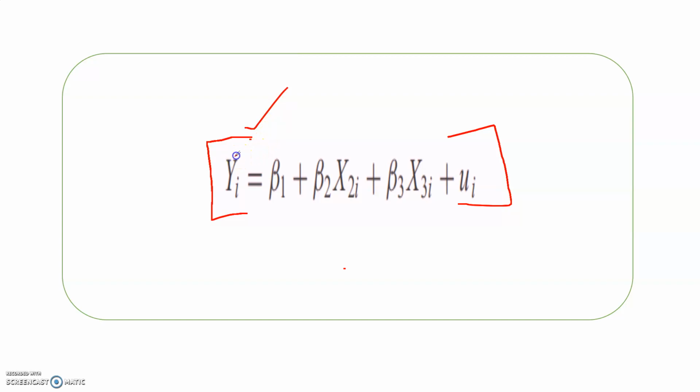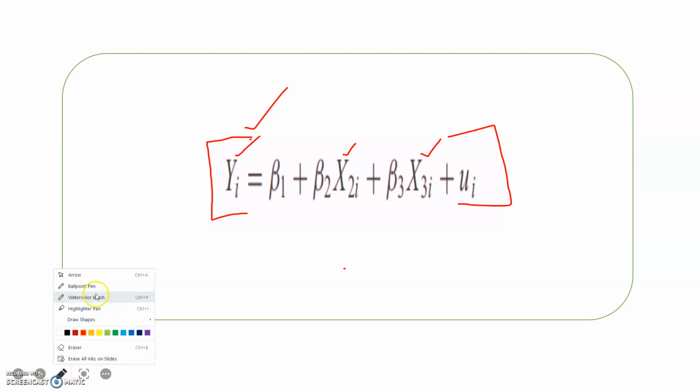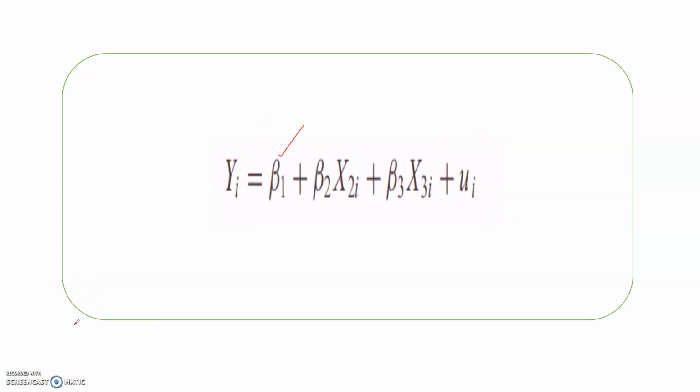Here you can see that we have y, the dependent variable, and two independent variables, x2 and x3. So this is the case of a three-variable regression function. Now you can see that in this model we have beta 1. Beta 1 here denotes the intercept term. It basically shows the average effect of all the variables that have been excluded from the model, the average effect of all those variables on y. So this is what it denotes.